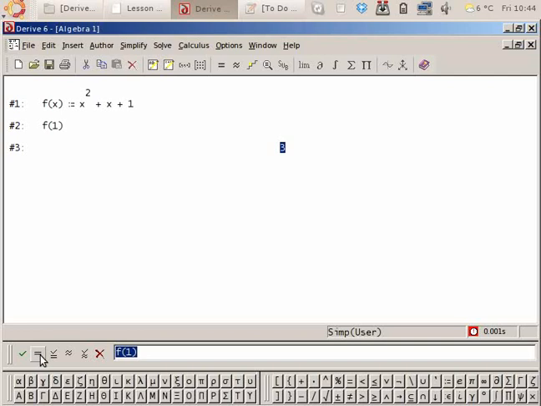But if you want it as a decimal, you can do simplify, approximate. It's an estimate, but no, you're not doing that. You just have to actually click this, and click simplify, approximate.